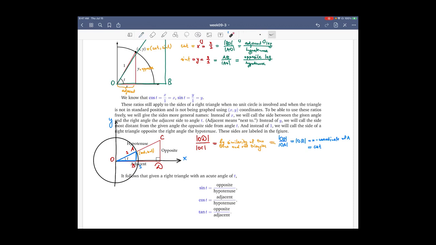So what we get here is that in any right triangle, remember we started with the right triangle OCD with no relation to any unit circle, any coordinate system, what we obtained is that the ratio OD over OC, which simply is the ratio of the adjacent leg over the hypotenuse, is the cosine of this angle t.